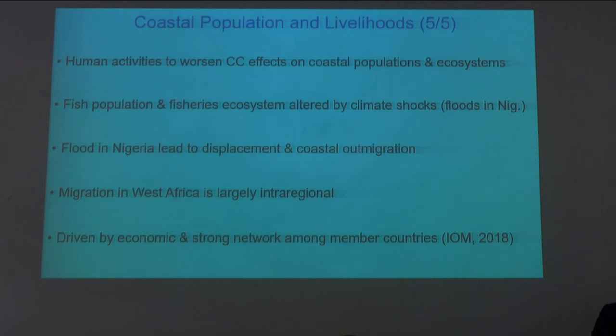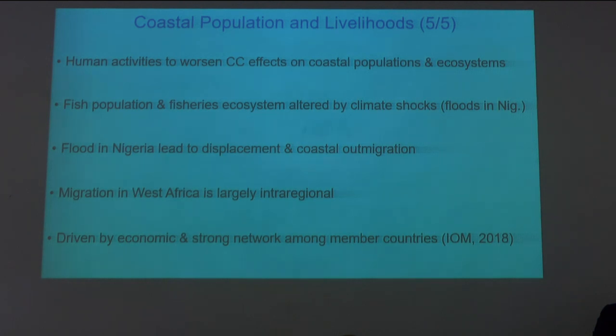Then human activities are expected to worsen the effect of climate change on coastal population and ecosystem. Human activities like deforestation, for example. Then we have fish population and fishery ecosystem will also be altered, especially when you have infiltration of salt water into inland waterways. As such, we may lose some of the fish species.